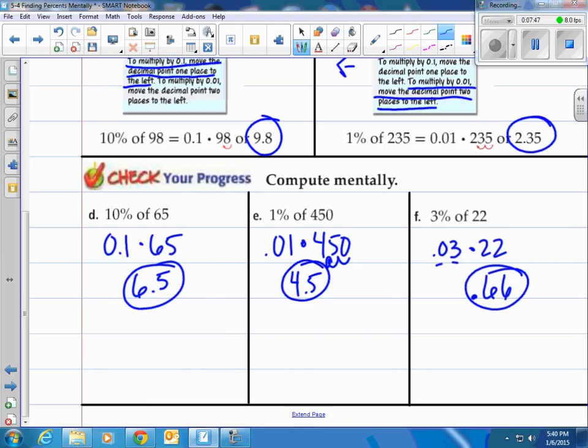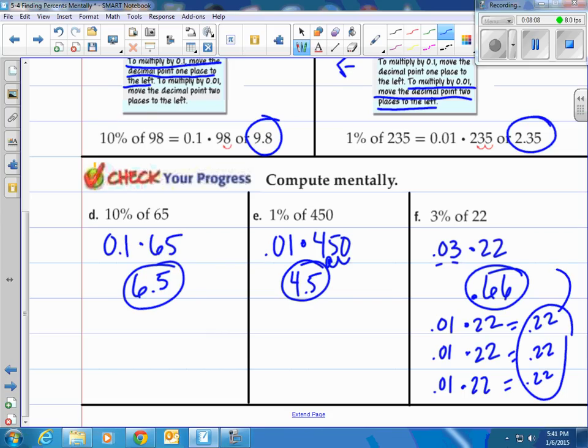And you're just going to have to find your decimal by looking at how many places you need to move to the left. Another way to do this, though, is notice that 3% is 1% 3 times. So if you take 1% of 22 3 times, you actually only have to do it once in your head, and that's going to equal 0.22. We're really just going to add up all these 0.22s, and guess what? That's 0.66. Another fast way to do it in your head.